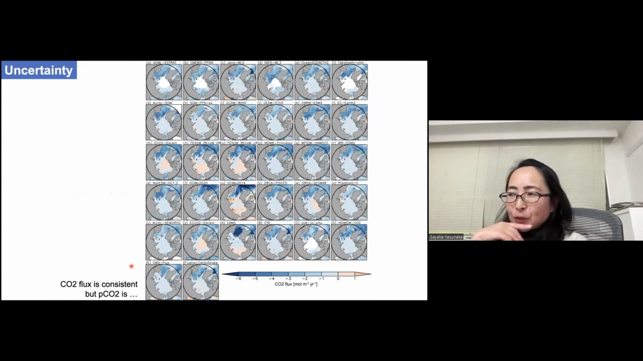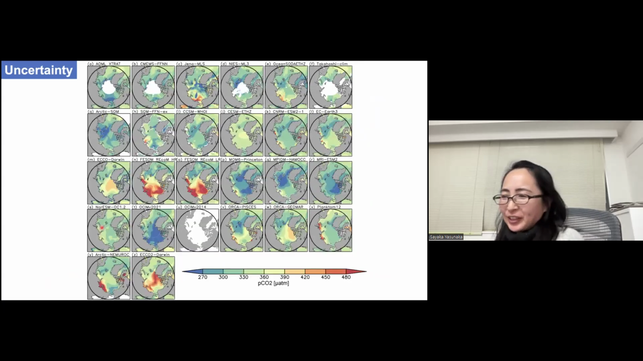Right, and of course, uncertainty is still large. This figure shows the CO2 flux from each estimate. For the CO2 flux, we can see a similar pattern, right? The CO2 flux is consistent to some extent, but PCO2 is not.